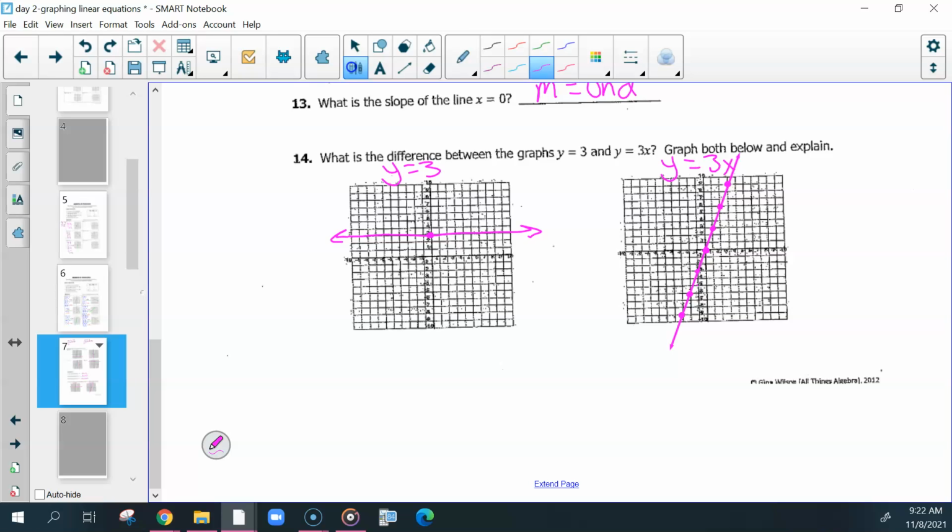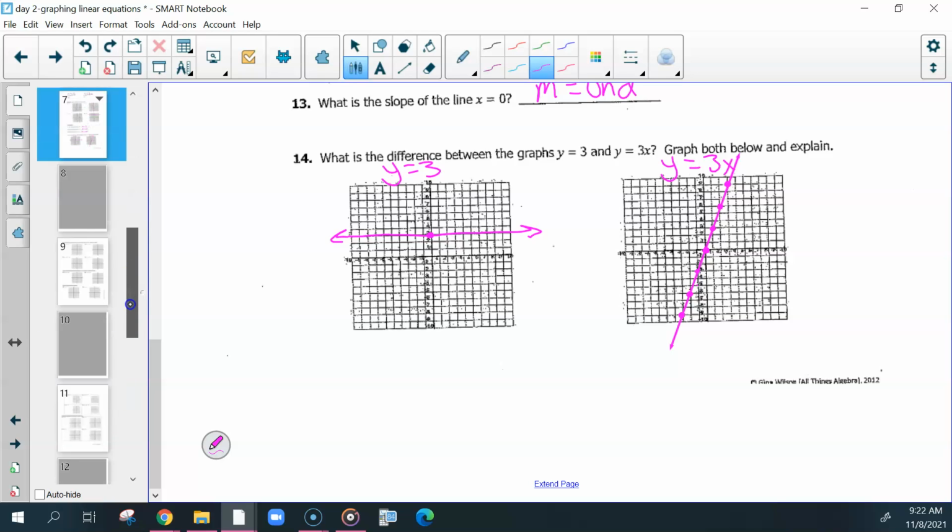I'm going to give you guys until about, what time is it right now? 9:22. 32. Almost till about 9:40 to do the next page, front and back.